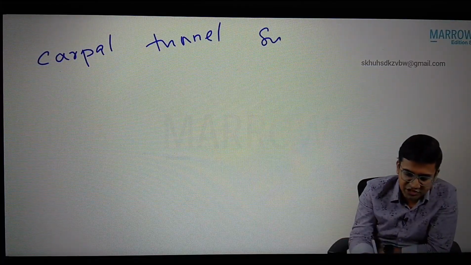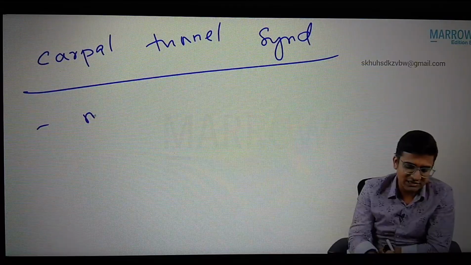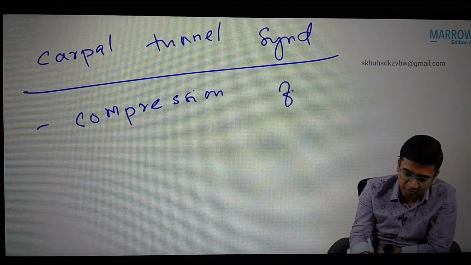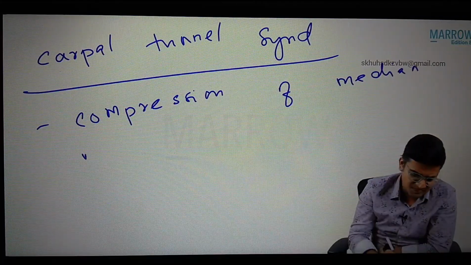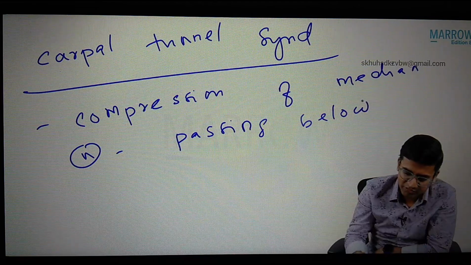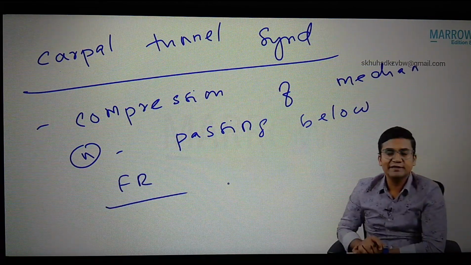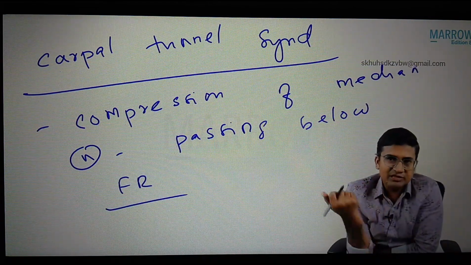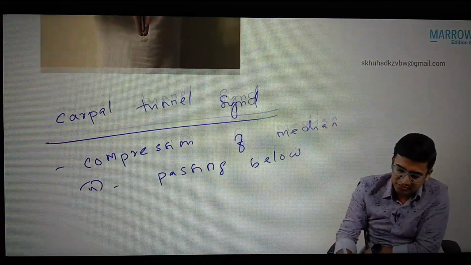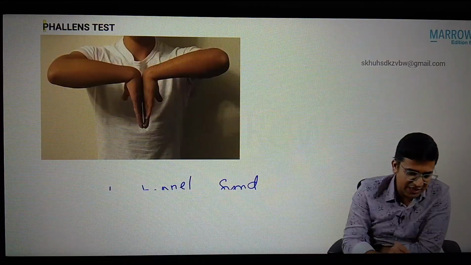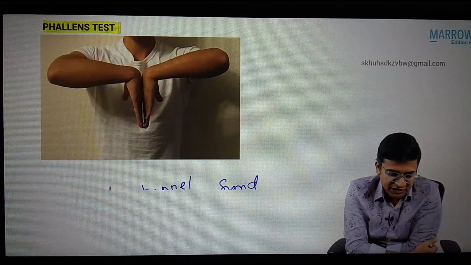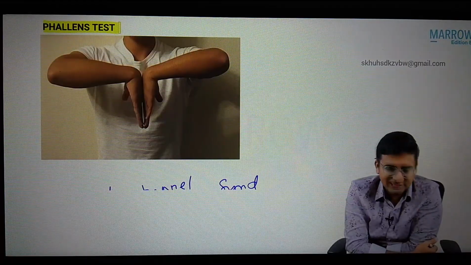Carpal tunnel syndrome. So carpal tunnel syndrome is nothing but the compression of median nerve while passing below the flexor retinaculum. Okay, right. Now features of carpal tunnel syndrome already we discussed in the median nerve topic. Now we're going to do one simple test, Phalen's test, to diagnose our carpal tunnel syndrome. So in the Phalen's test, we are asking the patient to do wrist flexion in the inverted position like this.